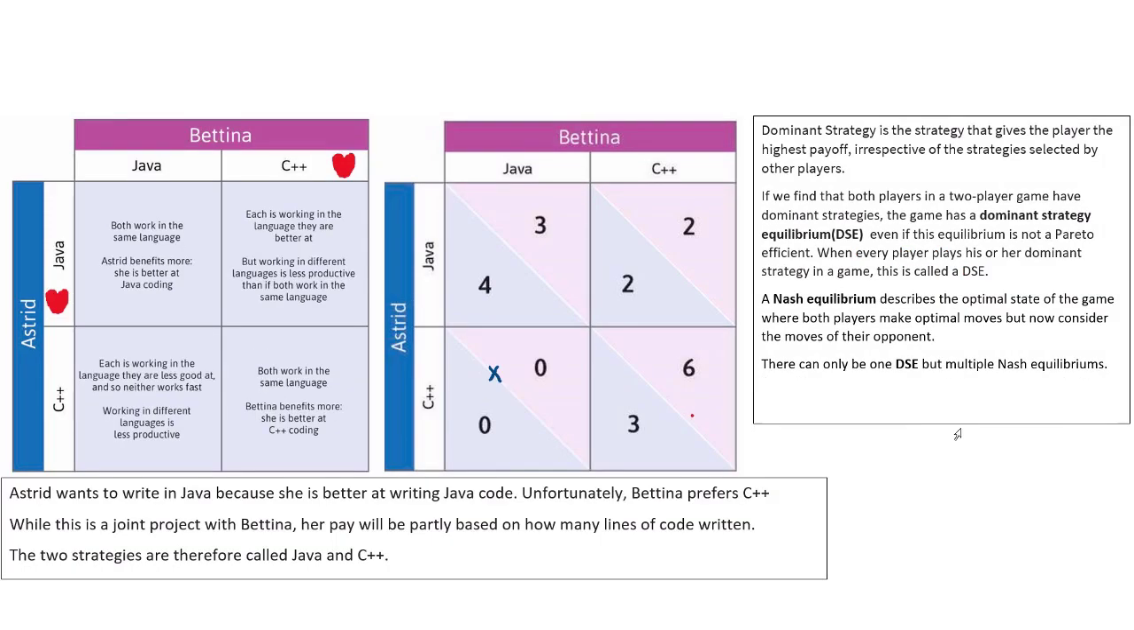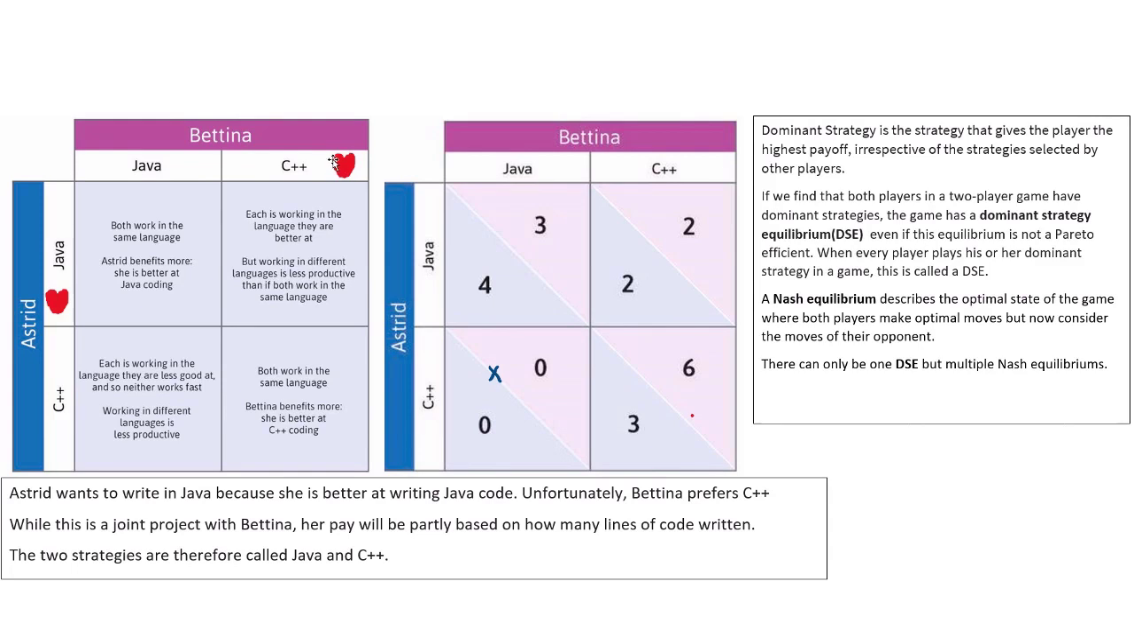Alright, let's look at the third example, okay? In this third example, we have 2 best friends, or we can call them colleagues, okay? These 2 colleagues are working together on a project. The first one is called Bettina. Bettina is very good at C++, okay? And Astrid is very good at Java, okay? So Astrid wants to write in Java because she is better at writing Java.